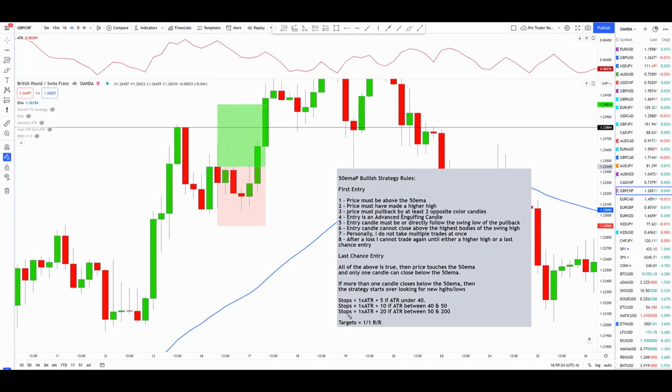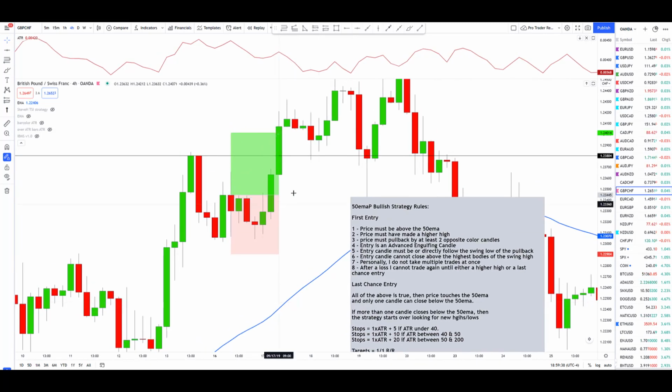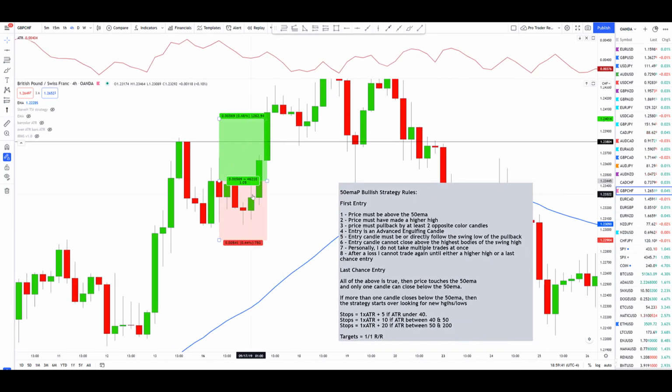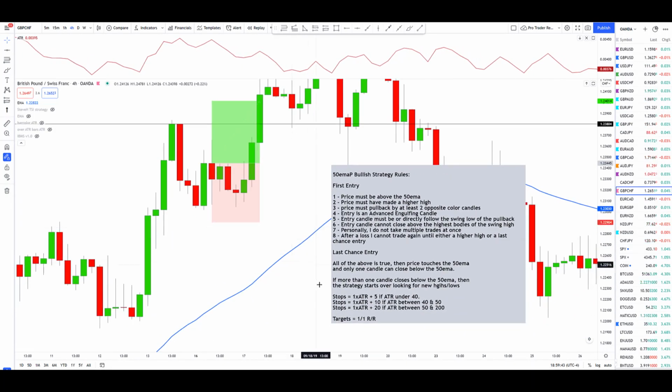And the last variant for our stop loss is 1 ATR plus 20 if the ATR is between 50 and 200 on any currency pair. We'll look into that a lot more later. Again, we're going to do a lot more examples. But right now, in terms of this specific trade, we have a stop loss of 54 pips because the ATR is between 40 and 50.